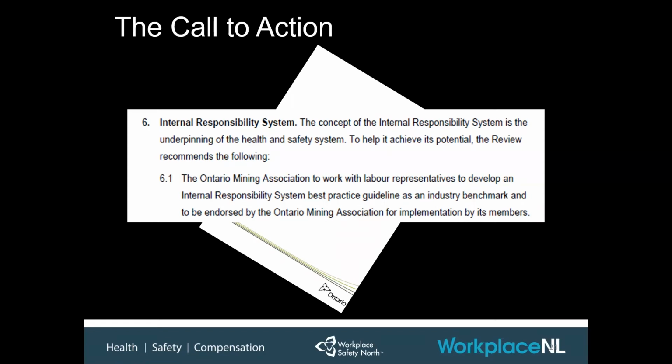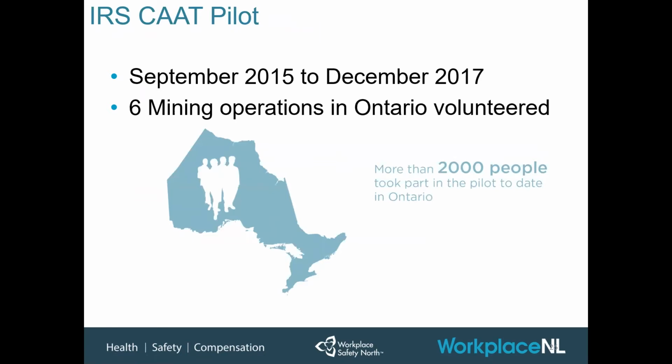What the review called for is that it wanted the Ontario Mining Association to work with labor representatives to develop an internal responsibility system best practice guide as an industry benchmark, to be endorsed by the Ontario Mining Association for implementation by its members. It's a short paragraph, but there's a lot there. When we look at it, you look at best practice guidelines, again, starting to challenge the conventional. How do we really know the best practices are effective? So when we're looking at the IRS CAT pilot project, IRS again stands for Internal Responsibility System.